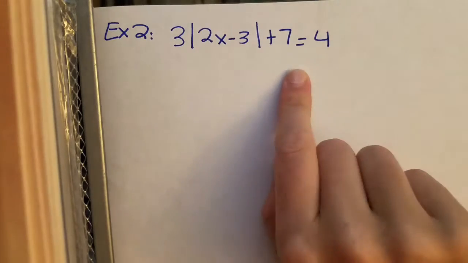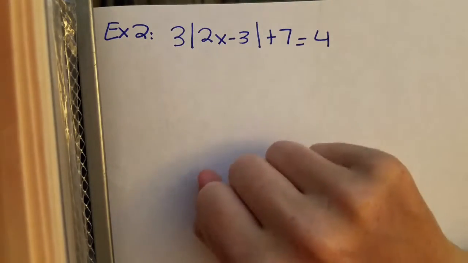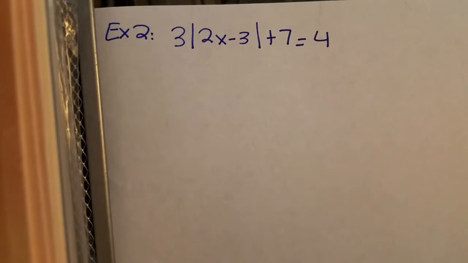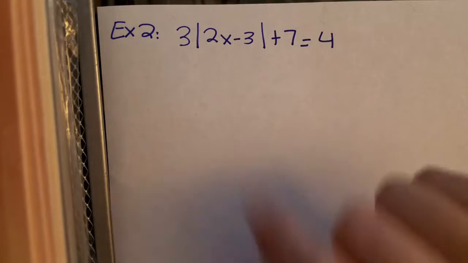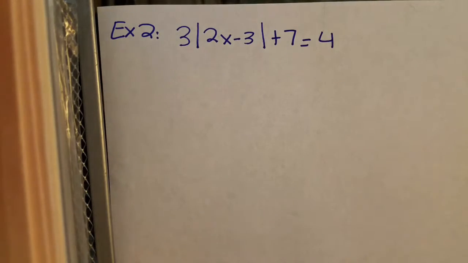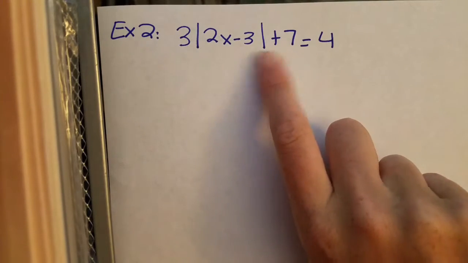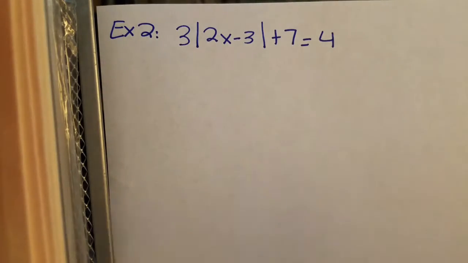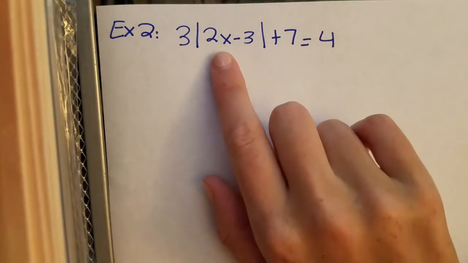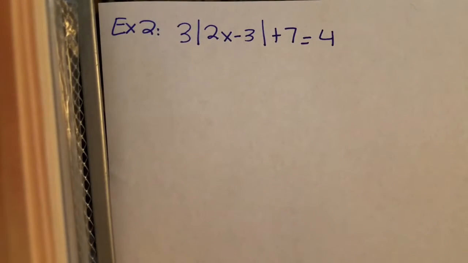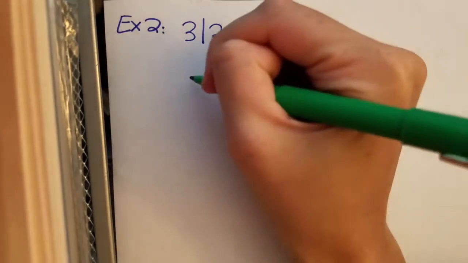Alright, so just like before, eventually, but not yet, wait for it, eventually we are going to have two equations to solve just like we did in example 1. But before we do that, we have to have the absolute value bars alone on one side of the equation. So currently this positive 7 and this 3 right here are getting in the way. So we have to move those to the other side of the equation before we can separate our absolute value into two separate equations. So I'm going to rewrite the problem so we know exactly what needs to move to the other side before we can solve.